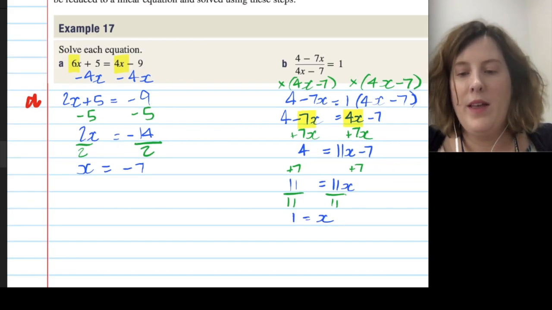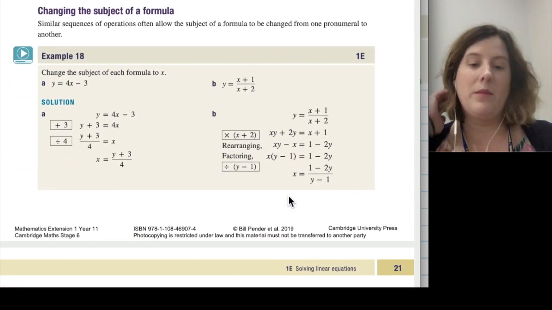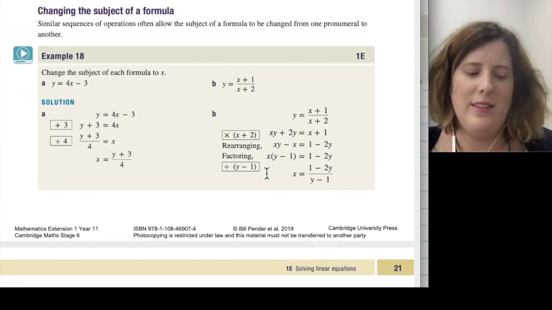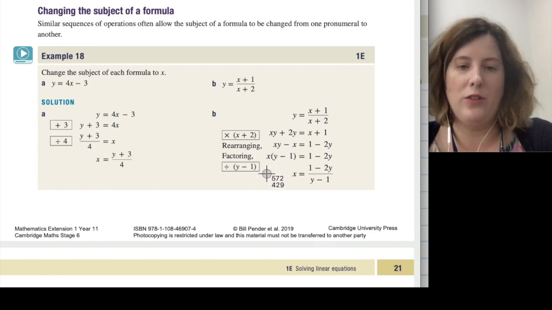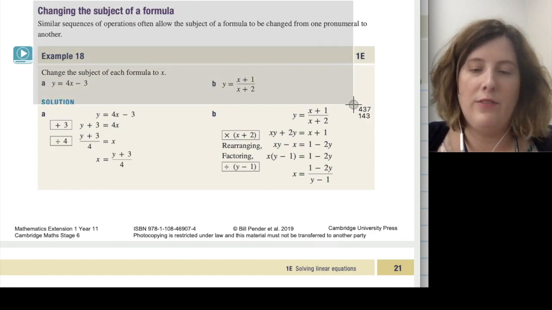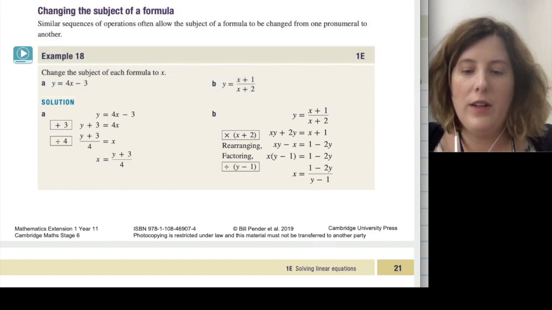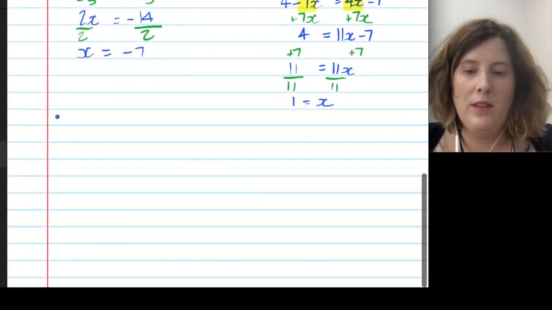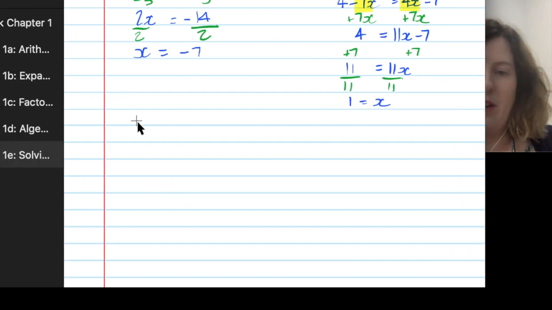Fairly simple. The next part of this exercise then takes us through changing the subject of a formula, which is a really handy skill to have. If you're thinking of going into standard, if there's any chance you're going to drop down to standard, then this is a particularly good skill to have. Obviously for advanced, it's also a good skill to have.